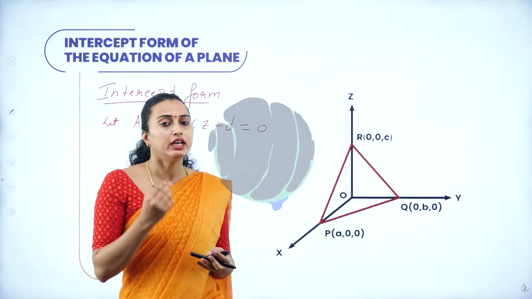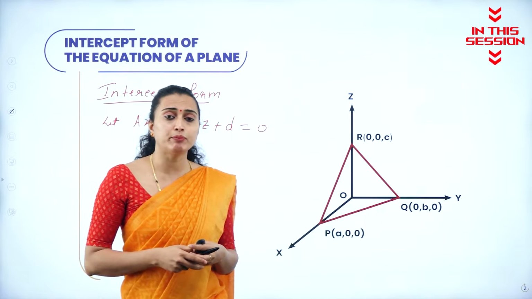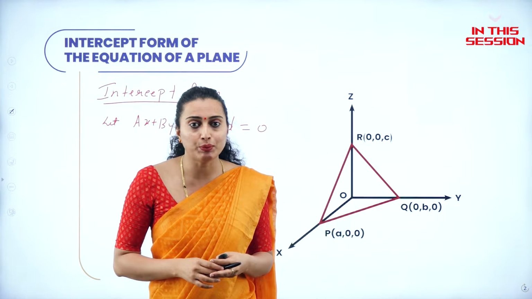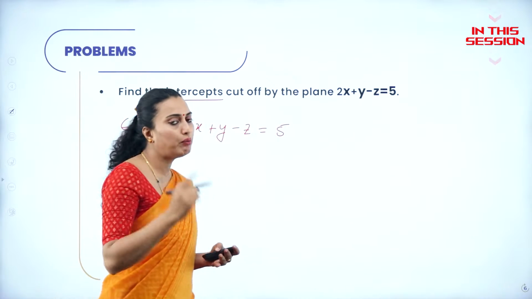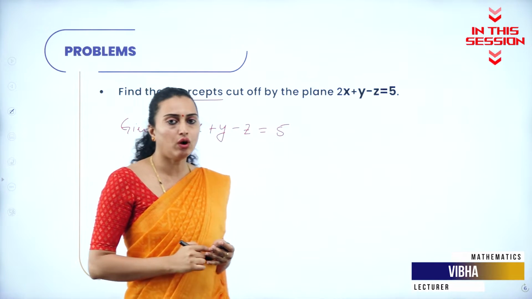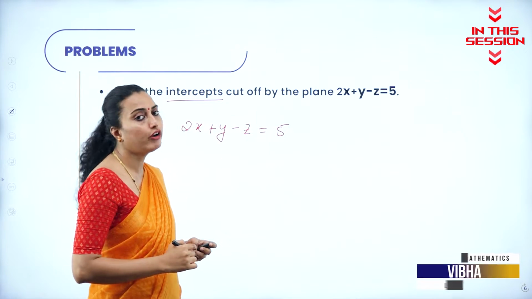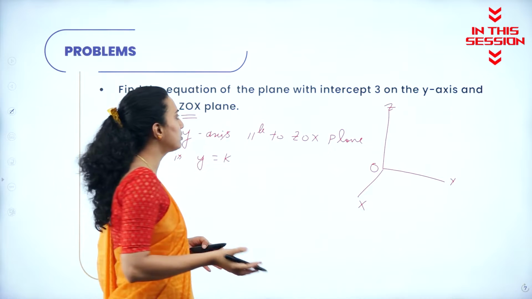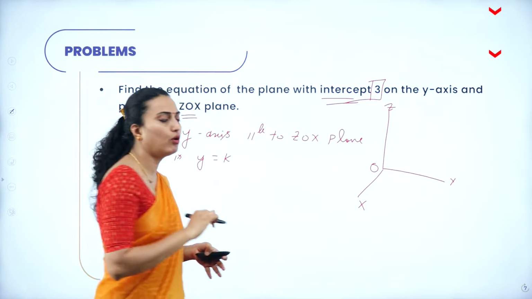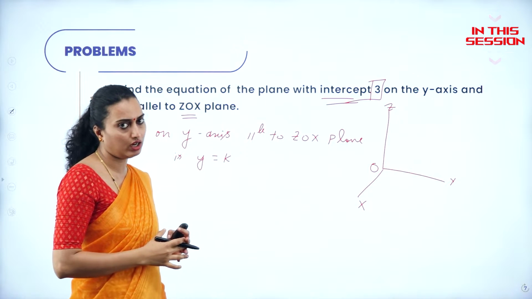You know already, in two-dimensional, intercept form is given by x by a plus y by b is equal to 1, isn't it? What I want on the right hand side? I want on the right hand side as 1. So I am going to divide through by what? 5. If y is equal to k, they have given with the intercept of 3. So therefore, y is equal to 3, your answer.